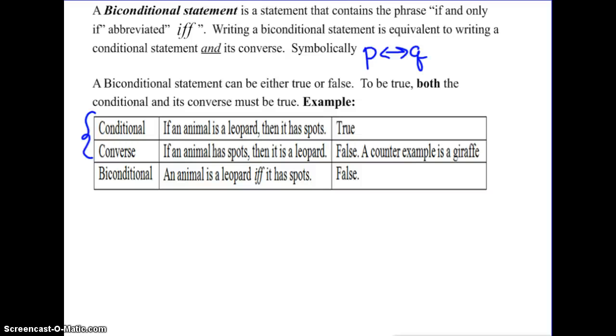Alright, so looking at this conditional statement, it says if an animal is a leopard, then it has spots. Okay, that's true. But the converse says if an animal has spots, then it's a leopard. Okay, well, you can think of all kinds of things, a Dalmatian, a giraffe. You only need to provide one counterexample. Because the converse is false, the biconditional is automatically false. In order for the biconditional to be true, both the conditional and the converse have to be true.